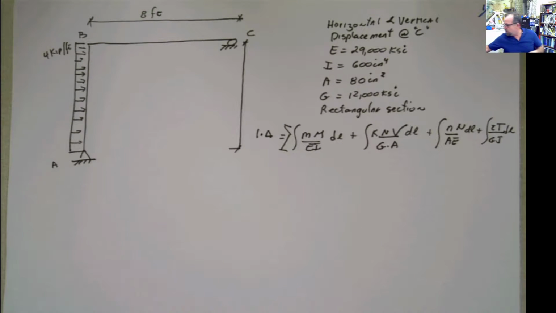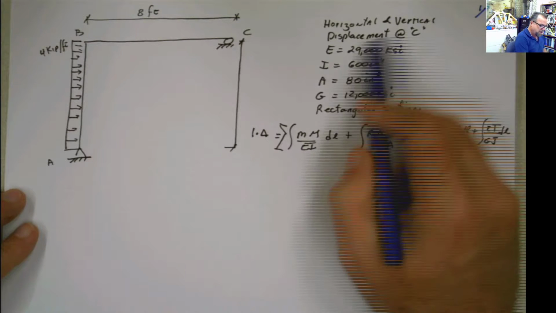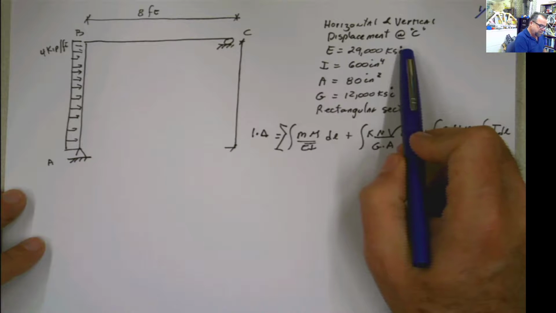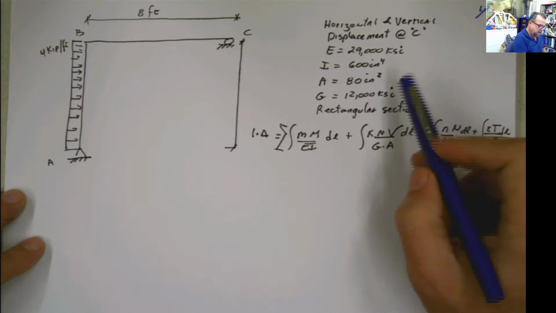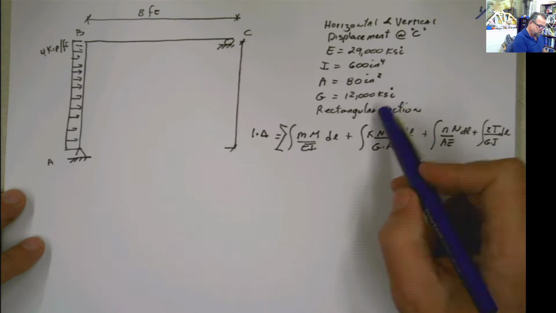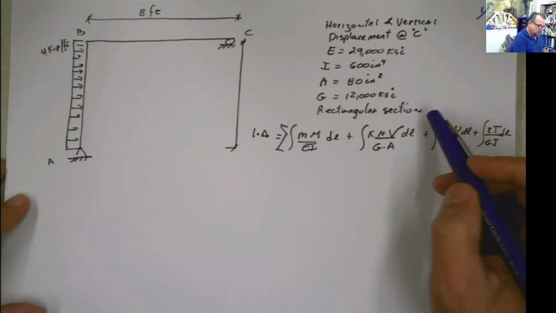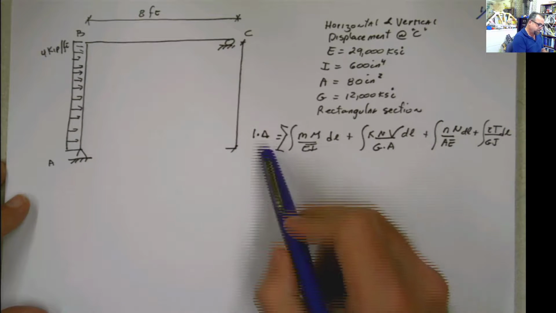Okay. So what is the frame here? Let's see what is happening. The problem is asking for finding the horizontal and vertical displacement at C. You have the modulus of elasticity, the inertia, the area, and the modulus of rigidity, or shear modulus. That section is a rectangular section, and I just copy this here to save some time.